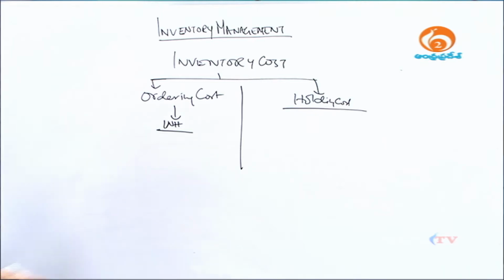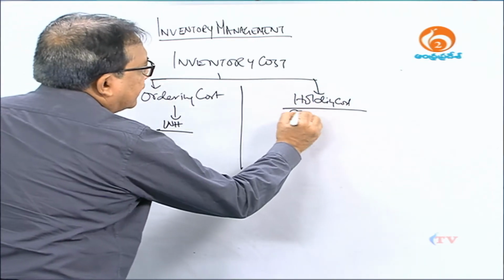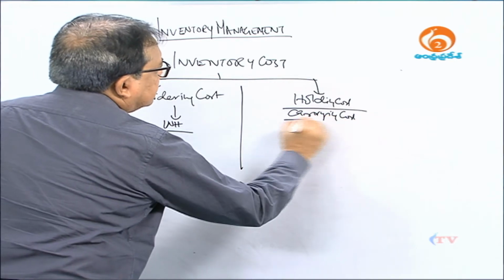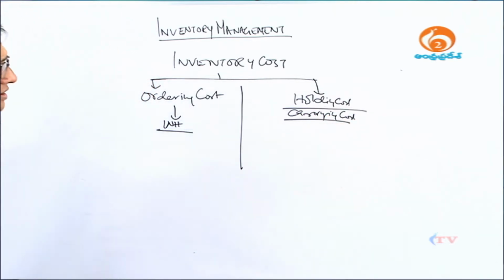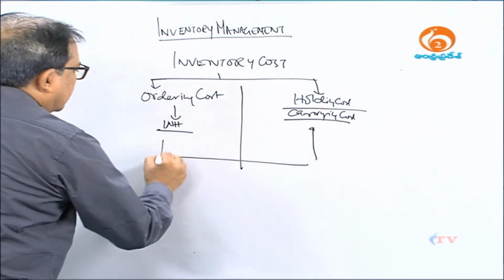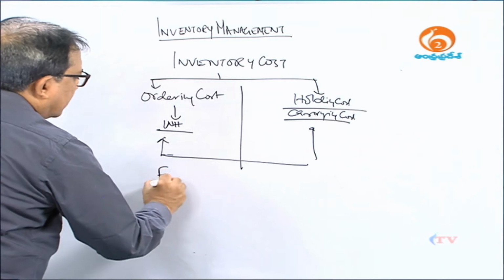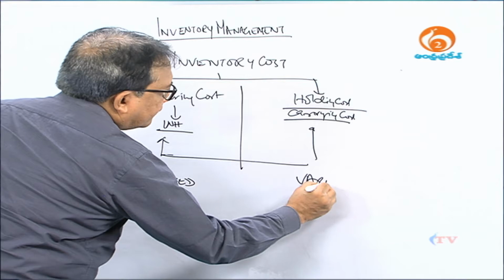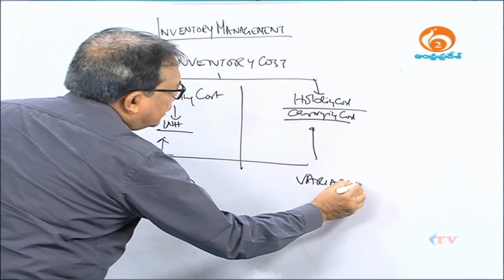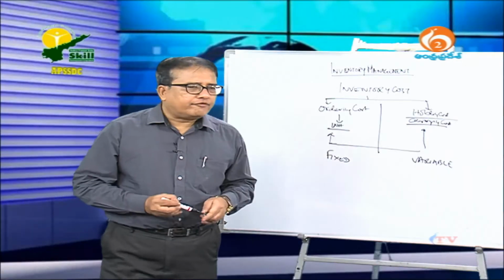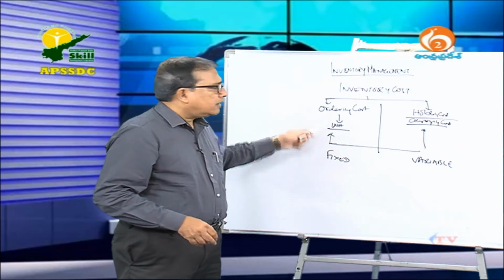Now, holding cost, or we also call it carrying cost. In both the cases there are two categories again. One is a fixed cost and the other is a variable cost. So, typically, let us just discuss what falls under variable cost in ordering.